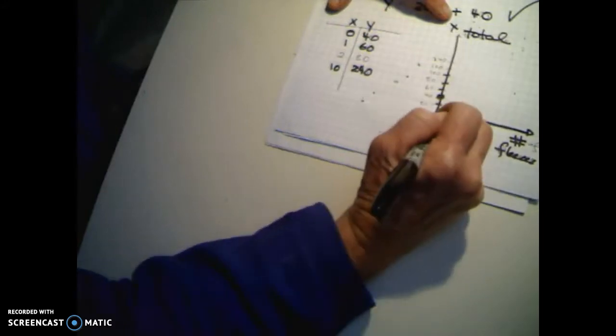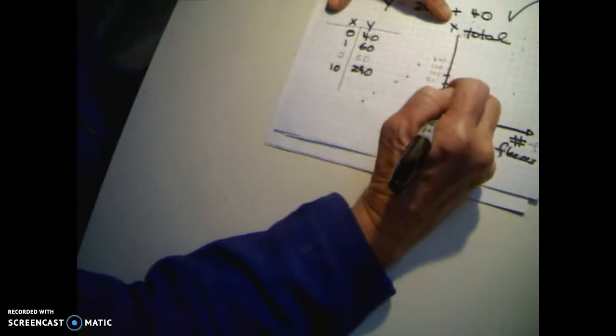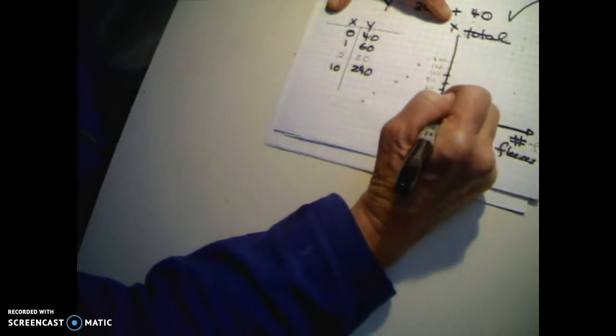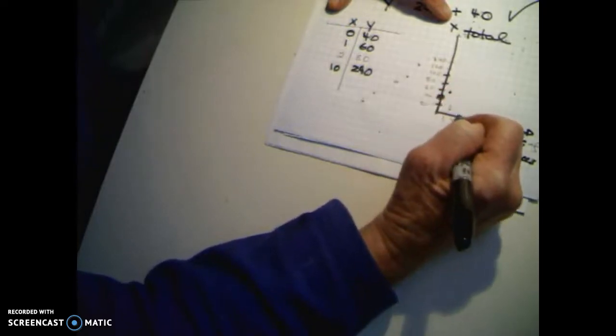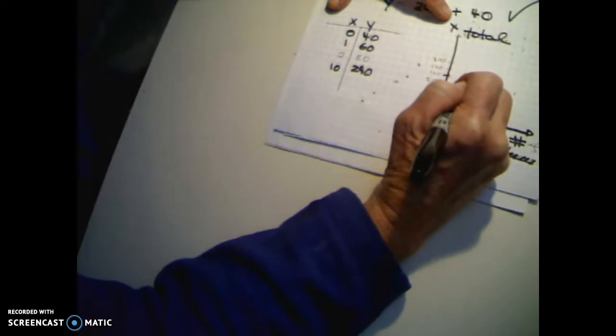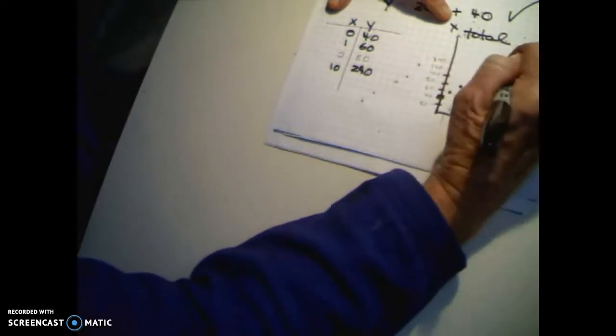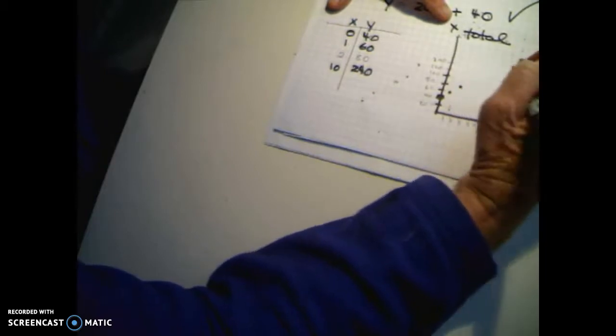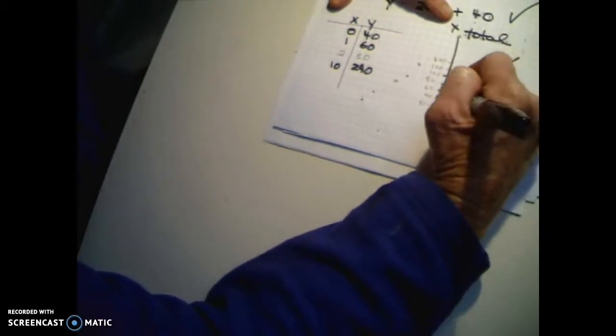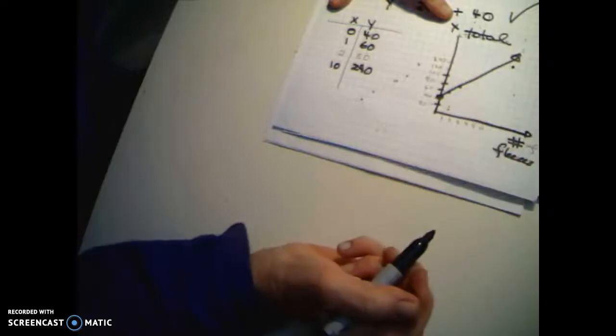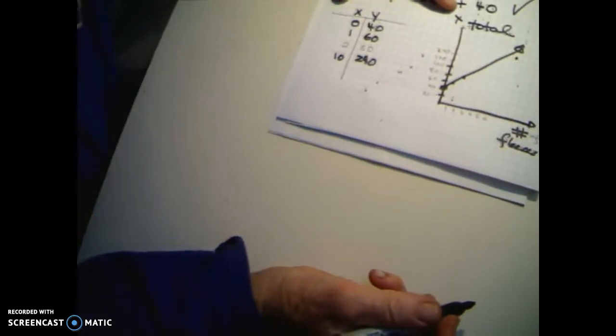My next point, 1 shirt, is going to be 60. So it's a pretty steep slope, 1 to 60. If I have 2 shirts, I go up to 80. If I have 10 shirts, I go all the way up here to 240. And you can see I've got a nice straight line. Oops, missed that one. But it heads off in this direction.